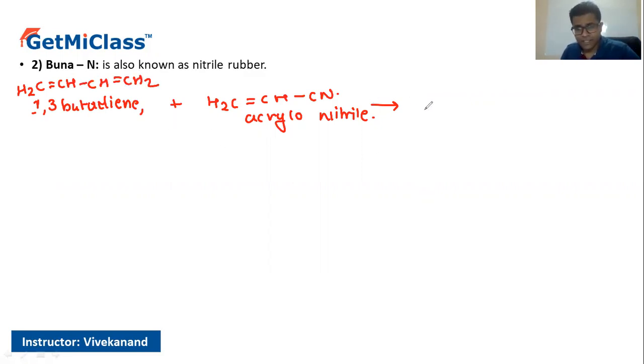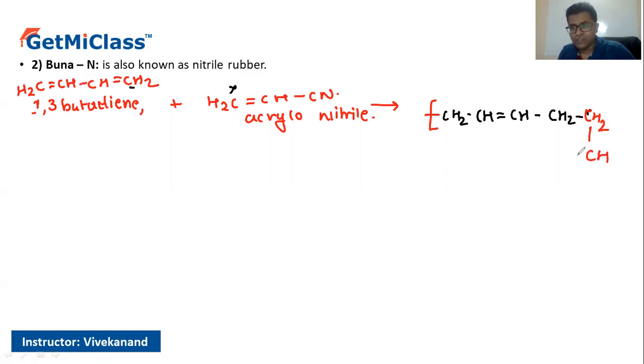So when this reaction occurs, it is going to give rise to CH2 single bond CH double bond CH single bond CH2. Now this is going to react at this point. So therefore, here we shall have CH2, now CH, here is our CN, and this particular thing continues. Correct. So this is called Buna-N.